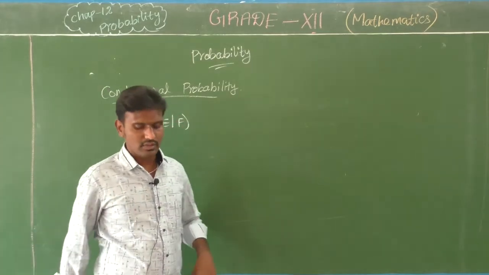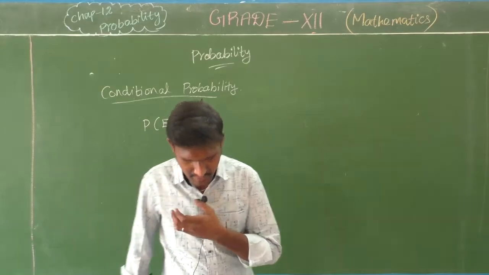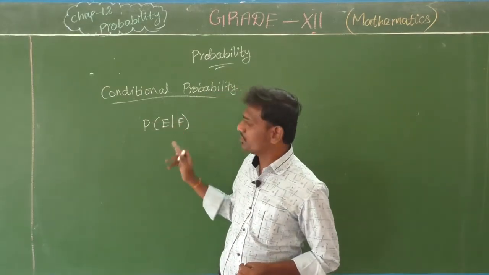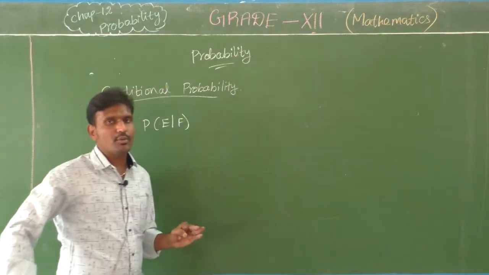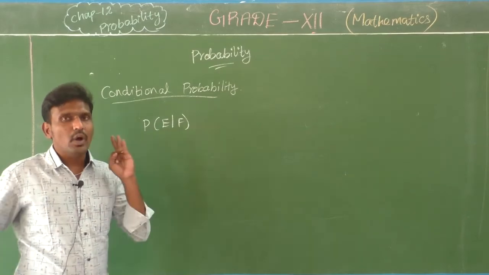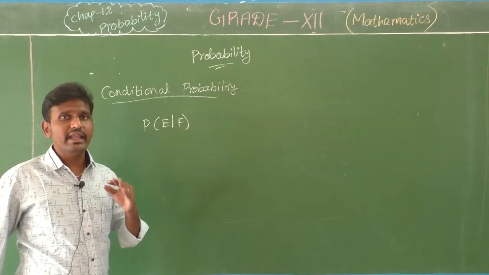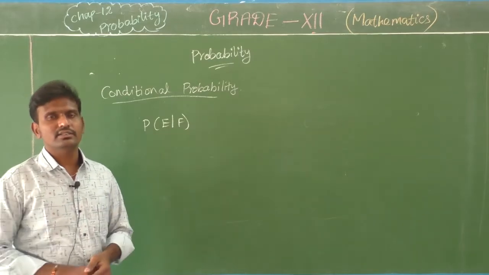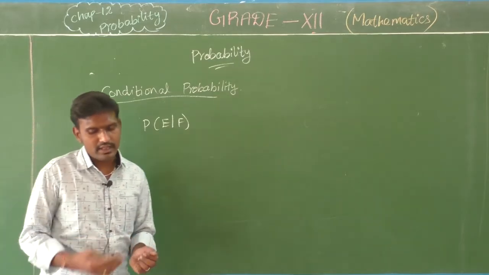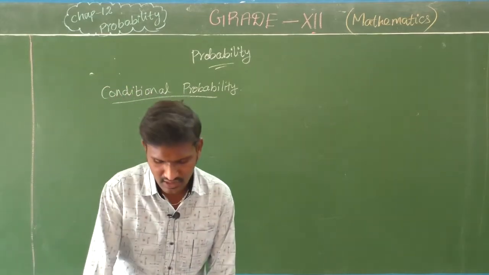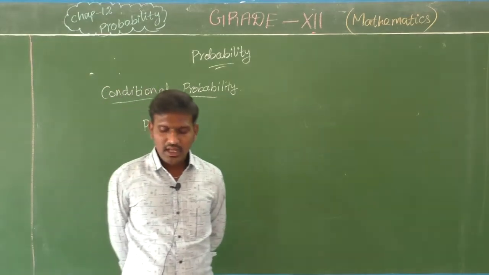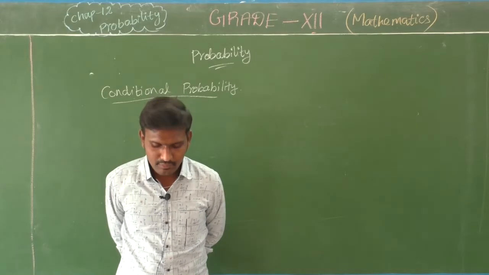So what is the conditional probability? The conditional probability means we want to take the probability of one event E given that the event F has already occurred. One definition is also given, so take page number 533.